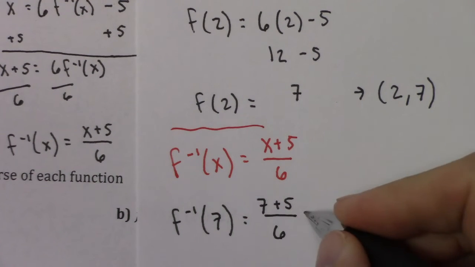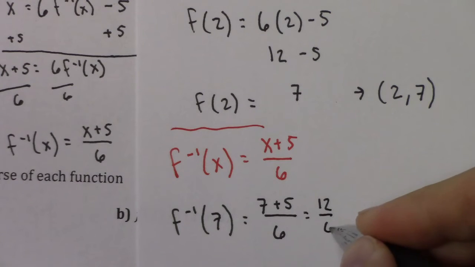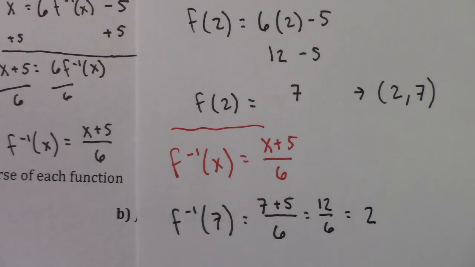7 plus 5 is 12. 12 over 6 is 2. So in other words, that inverse function now takes in 7 and goes to 2.